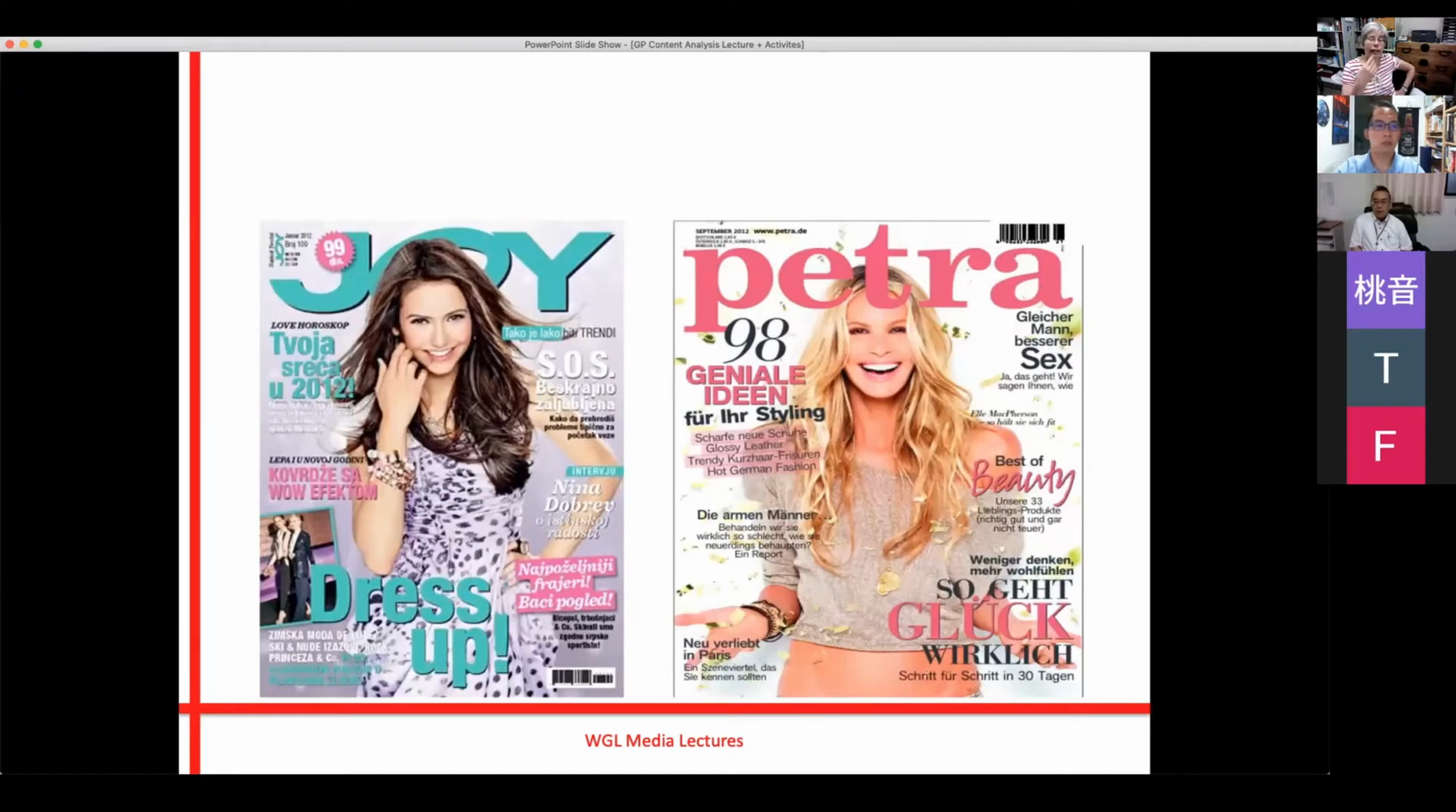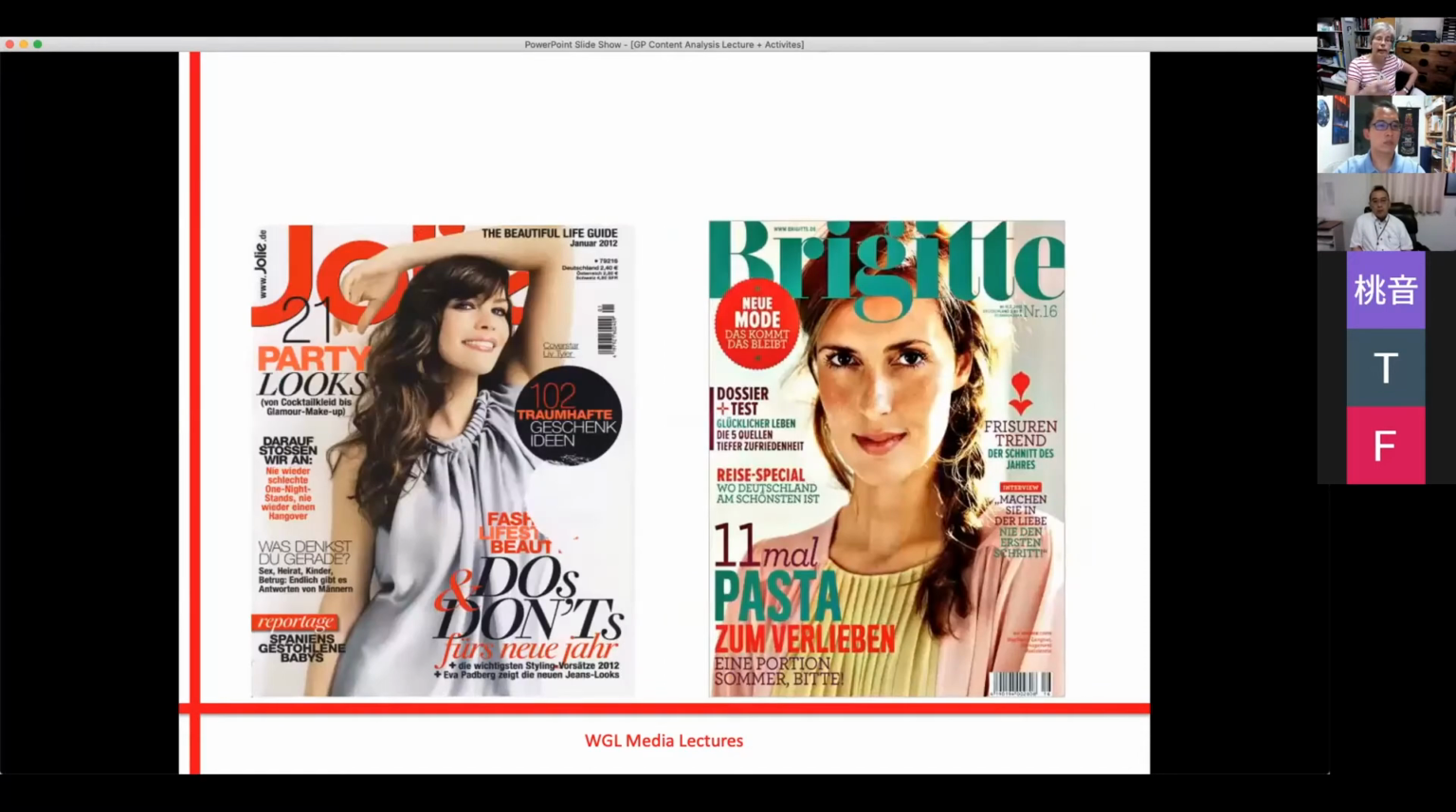Here we have, again, Joy from a different month and the magazine Petra. And here is another magazine, Jolie, and the magazine Brigitte. All of these magazines, there should have been one other, but I guess I copied in the wrong one. All 10 magazines that you're going to be looking at, I want you in your groups to think about what can be coded.